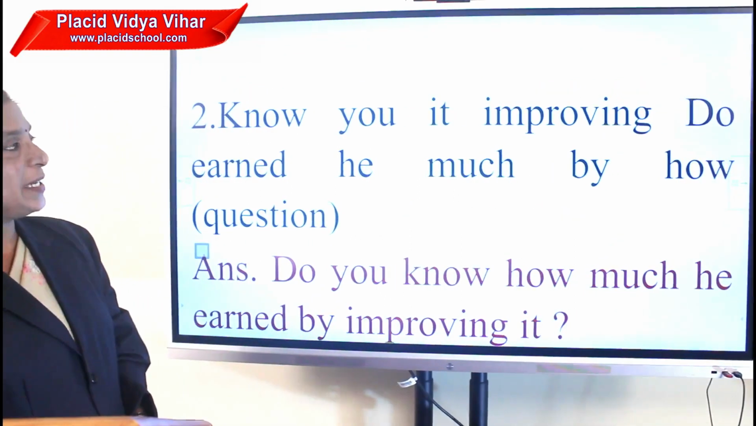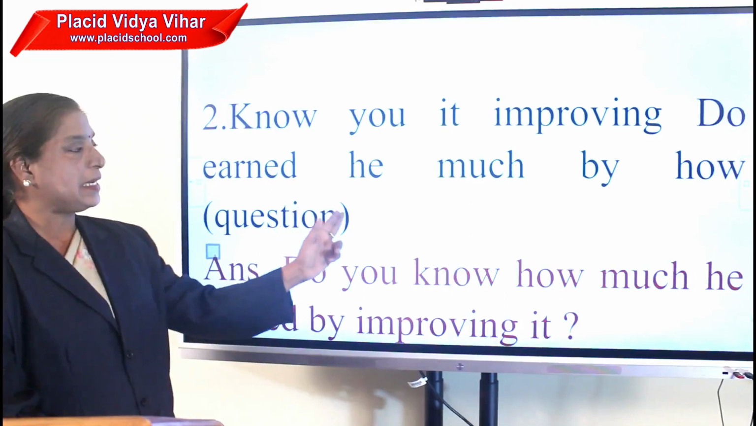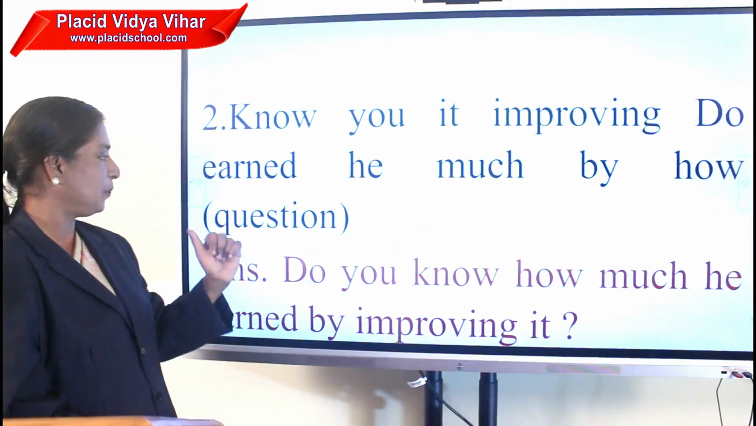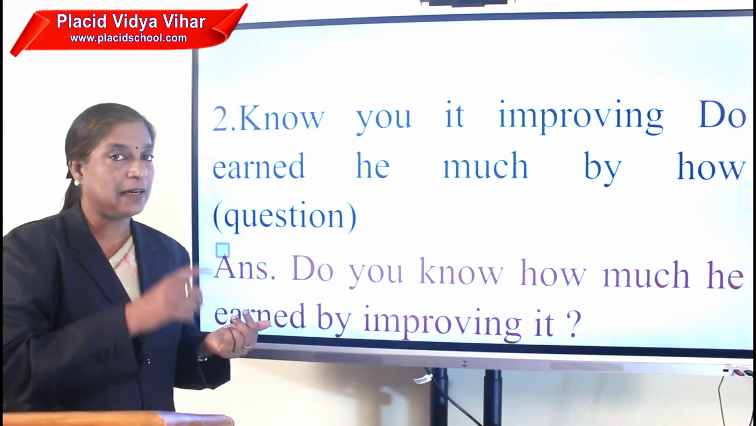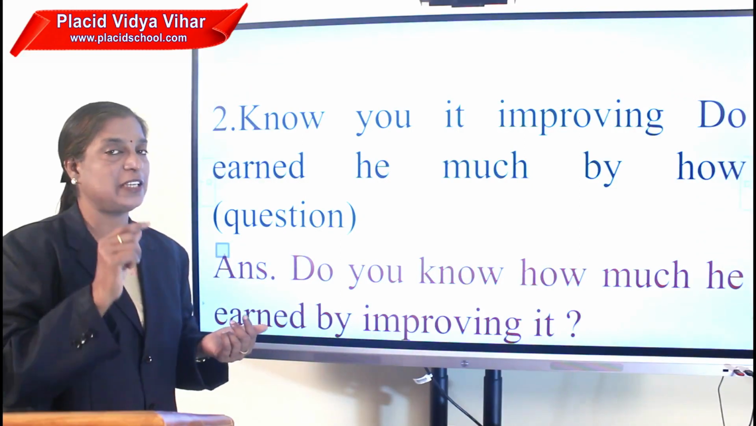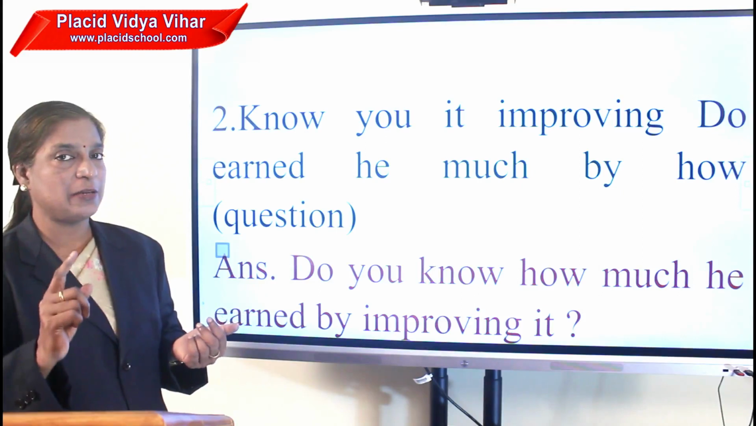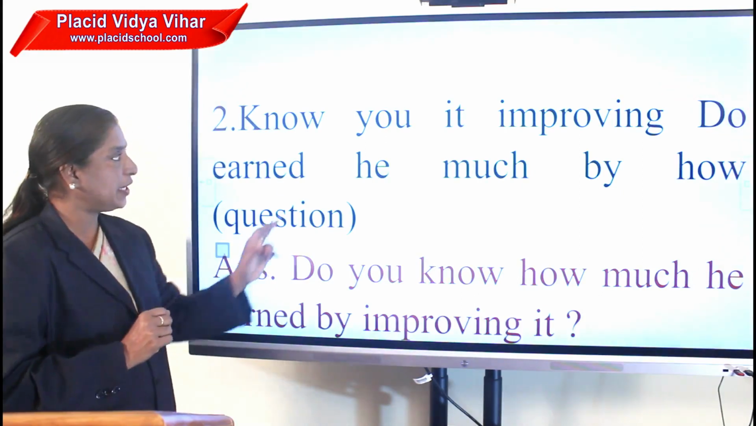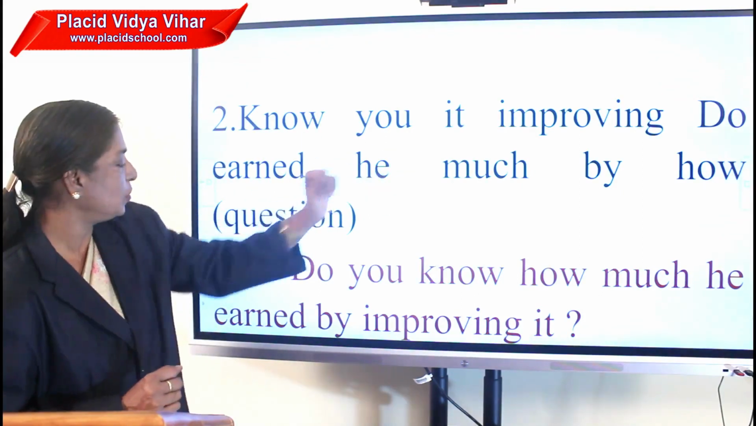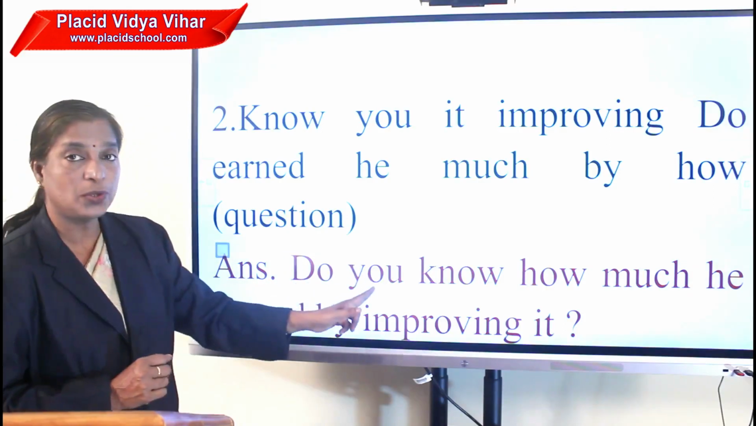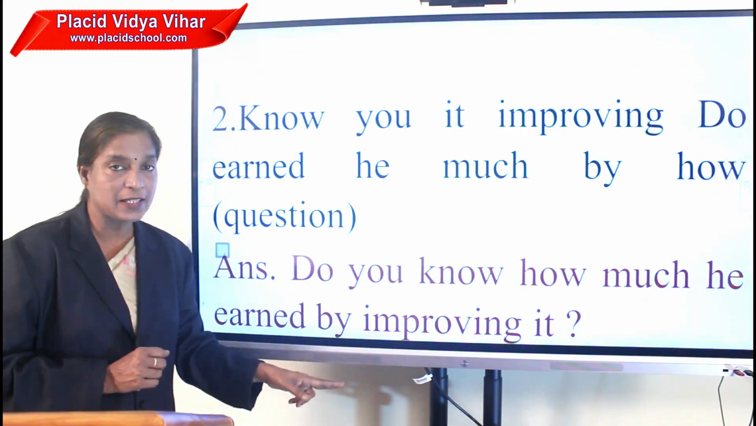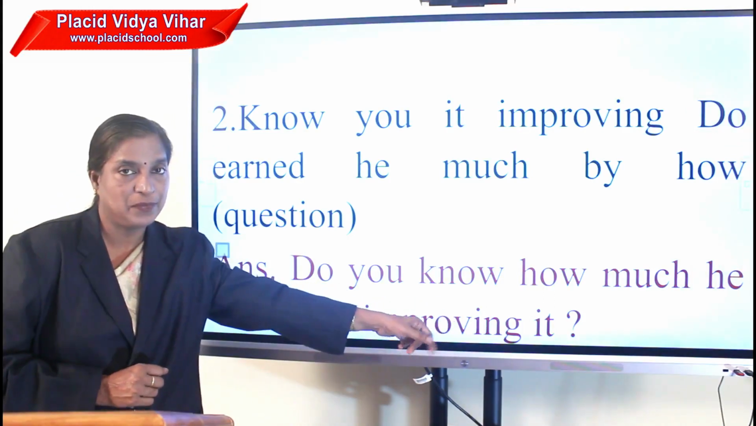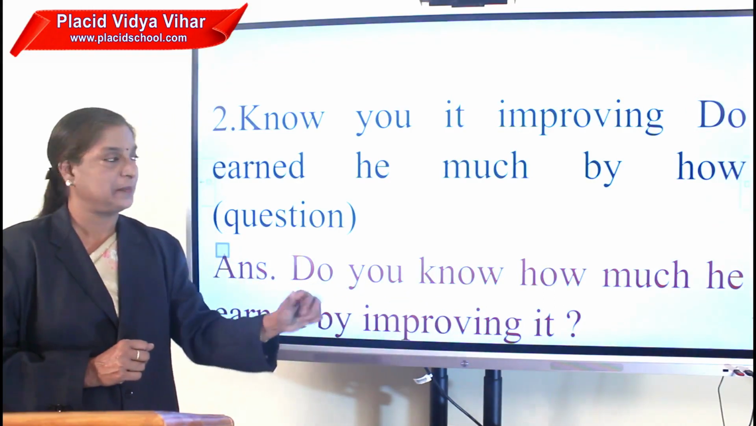No, you, it, improving, do, earn, he, much, by, how. You have to form a question. Do you remember? A question should end with a question mark. The last, a question mark should come. Now here you see again there is a capital letter. Do. So start with do. Do you know how much he earned by improving it? End with a question mark. So this is how you form a question.